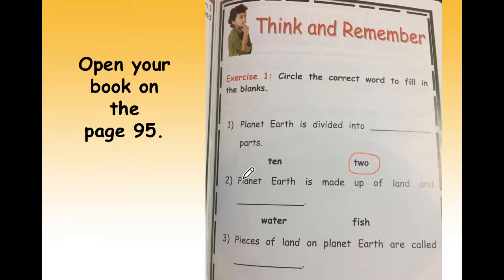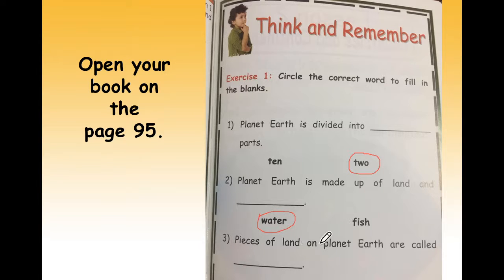Number 2. Planet Earth is made up of land and what else? Water or fish? The Earth is made of land and water, or the Earth is made of land and fish? The correct answer is water. The Earth is made up of land and water. Very good. Now, last one.